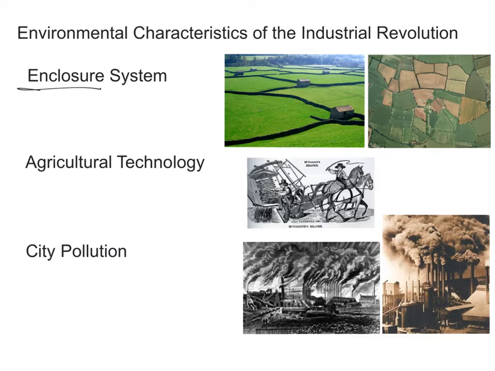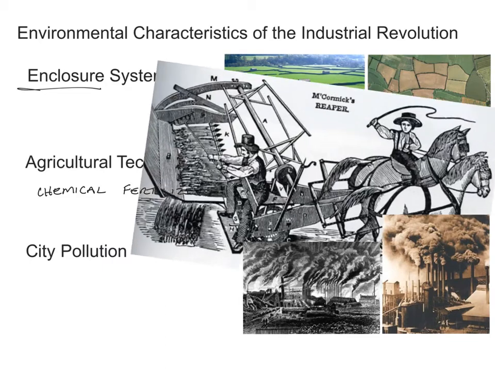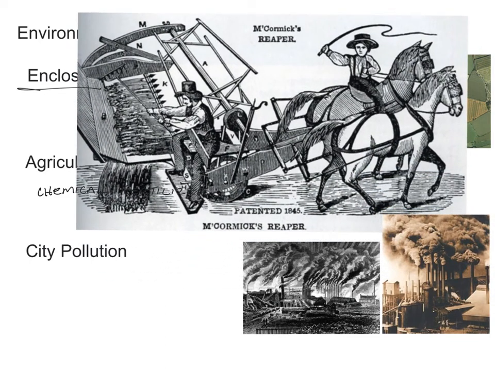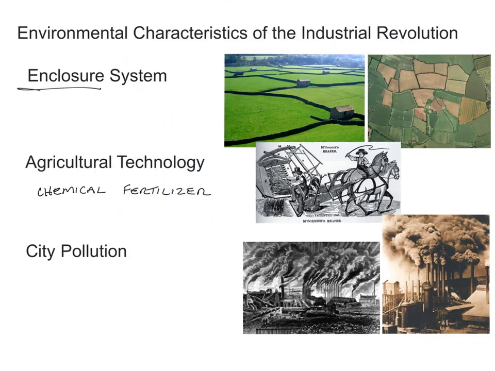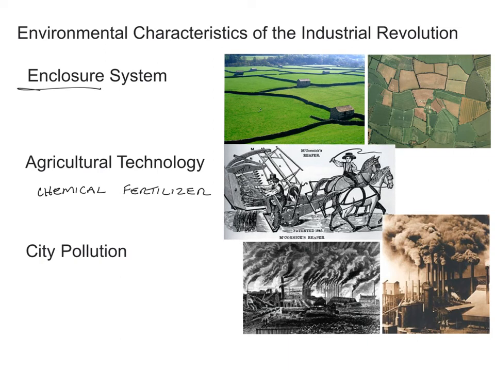So when you talk about agricultural technology, one of the things that the reading focused on was the use of chemical fertilizers. And also, the picture to the right, Cyrus McCormick's mechanical reaper, right? So this is the idea of mechanized labor, right? You have a machine doing the work for you. So you can have more land, less workers, and you can produce more food using technology.